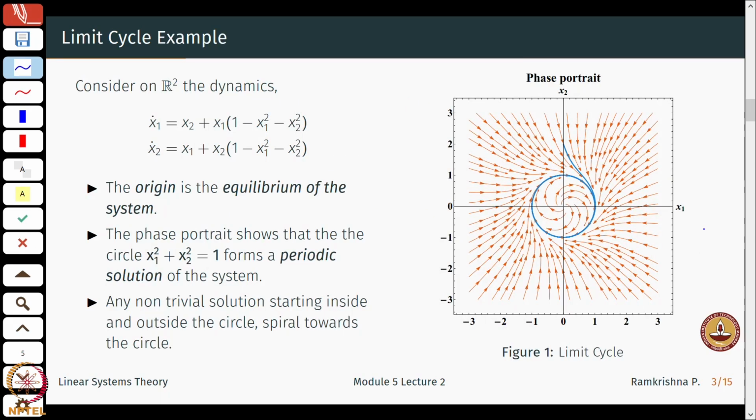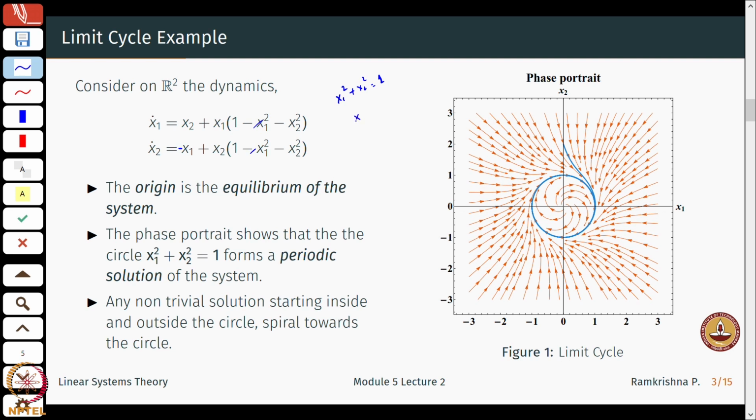Okay, so what happens when I go to a nonlinear system? I have this dynamics on R2. Okay, I think there should be a minus here. Sorry for the typo. So, on R2 I have the dynamics x1 dot is x2 plus x1 times (1 minus x1 square minus x2 square), and similarly for x2 dot. What is interesting to see here is the following. When x1 square plus x2 square is 1, these two terms go away.